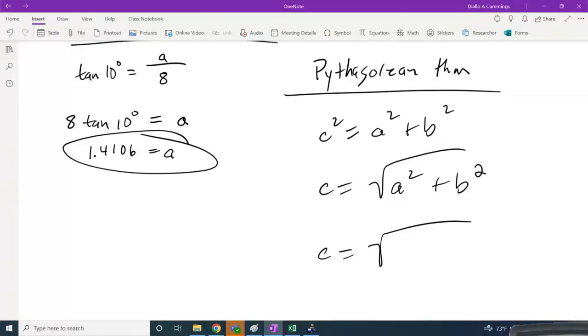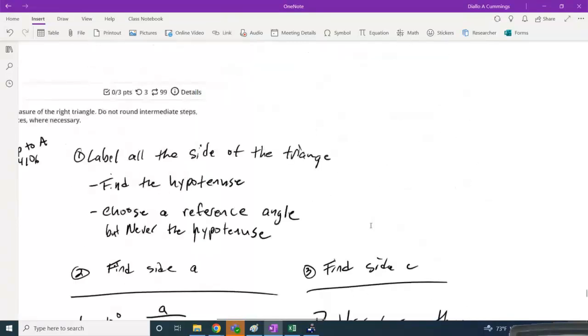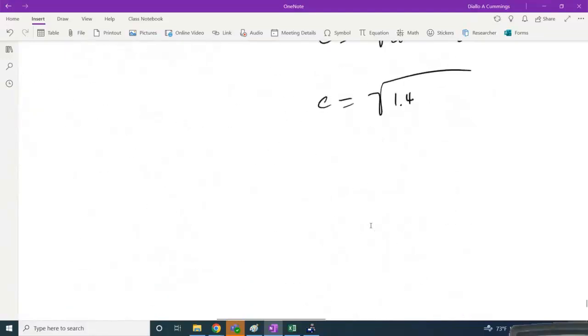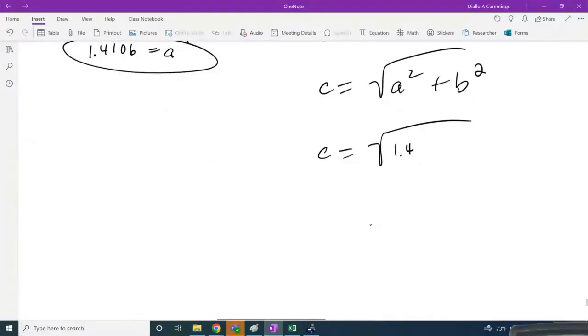Right. So this is what I'm going to do. I'm going to put 1.4106, dot, dot, dot, and that's squared plus B, which is just 8 squared, right?